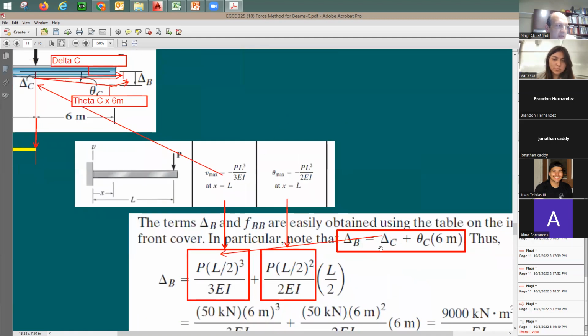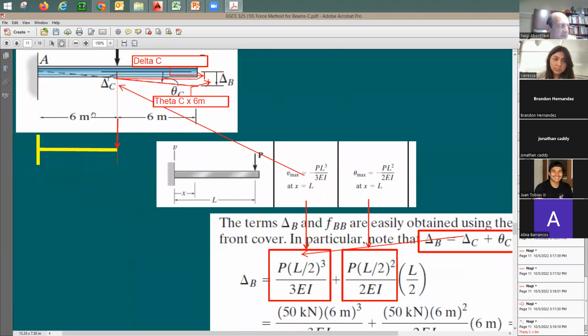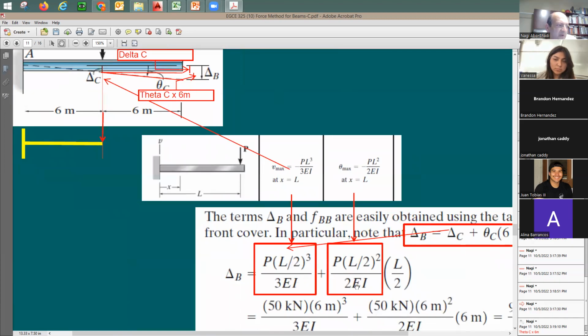Plus the rotation, here we go. Where's the rotation equation? I'm gonna say PL squared divided by 2EI. Now L again is gonna be what? It's gonna be this L over 2, the 6 meters, right? It's squared divided by 2EI times this length from here to there times L over 2. So this L over 2 is gonna be actually this length, and this L over 2 is actually this length.